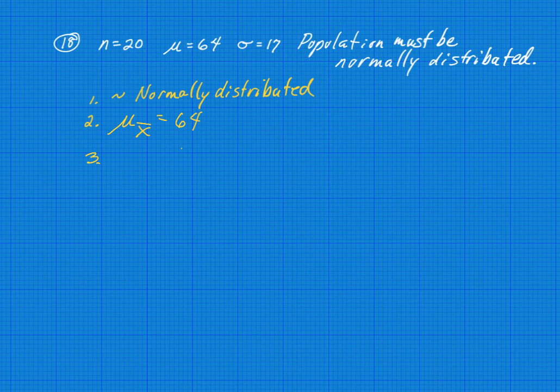And then the standard error of the mean we have to calculate. So the standard error of the mean is the standard deviation, 17, divided by the square root of the number of individuals in the sample. So the standard error of the mean is 3.80. And with that, we can find all sorts of probabilities that the mean of a sample will be less than or greater than some number or between two numbers.